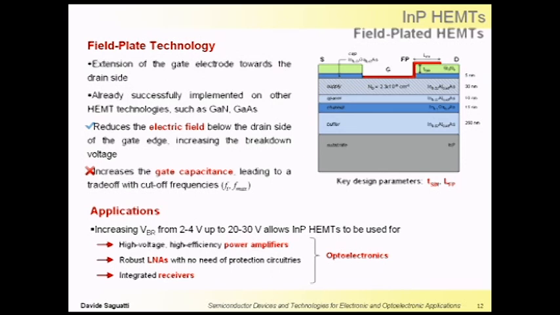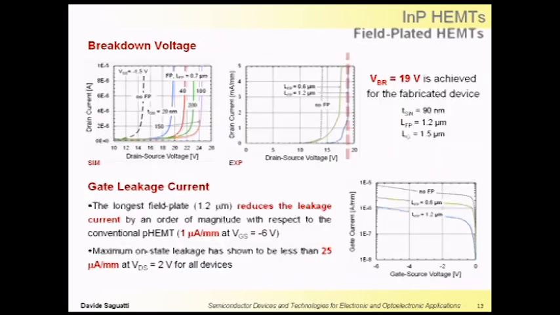It has already been implemented in other technologies such as gallium nitride and gallium arsenide transistors, increasing the breakdown voltage up to hundreds of volts. So this is a really interesting application because it would enable the design of high voltage and high efficiency power amplifiers, robust LNAs and receivers for optoelectronics.